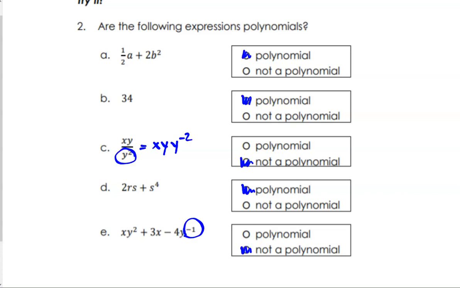So for part A, it is a polynomial. I don't have any variables in the denominator, and the exponents that I do have are positive numbers. B doesn't have any variables, so that's fine. 34 is just a monomial. It's a constant. That is a polynomial. C had a variable in the denominator, so that is not a polynomial. D is good. Everything is positive. Remember, R and S technically have an exponent of 1. And E is not a polynomial because the very last exponent was a negative 1. All right, how'd you do? Did you do good?